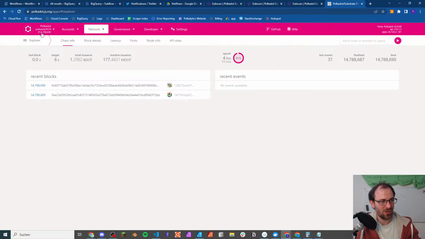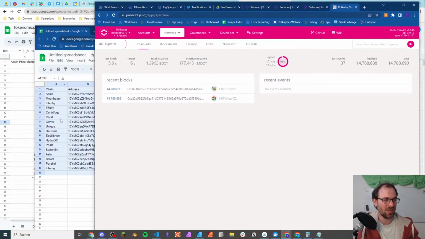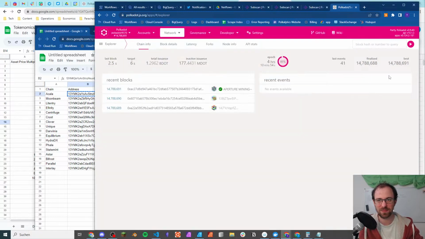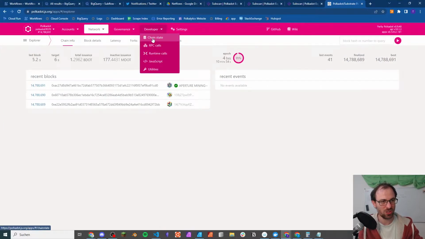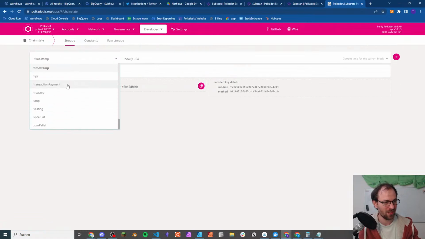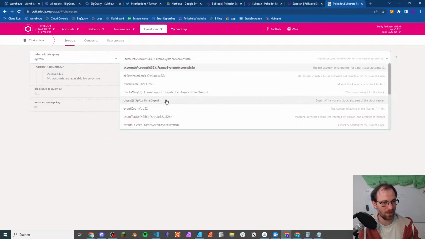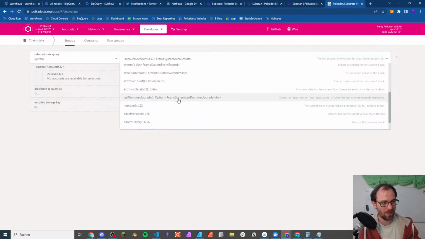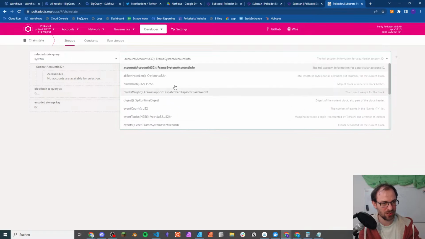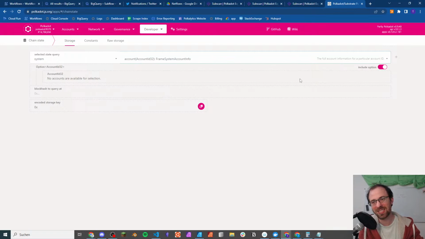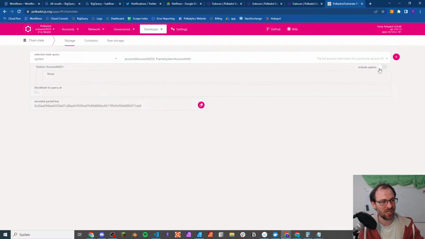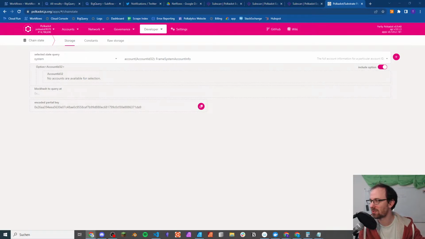Okay, we have Polkadot here, and there's the sheet, so let's pick an account. What you can do is ask the chain state, and then ask the system account. So you're asking the chain for the state of an account. And for the typical case, I need Polkadot.js installed.